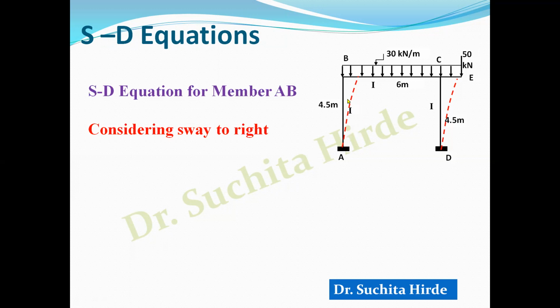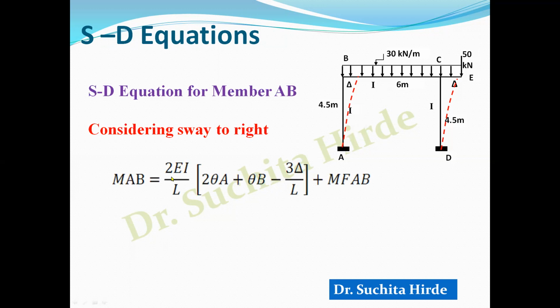Since it is an unsymmetrical portal frame, you have to consider the sway. Now here I am considering sway to right. You can consider sway to left. So let us see what is the difference if you consider sway to right or sway to left. If you consider sway to right, in the equation of this column, you have to take minus delta, because the moment developed due to sway to right is anti-clockwise in nature, and since it is anti-clockwise, we have to take negative delta. And if you consider sway to left, then you have to take positive delta.